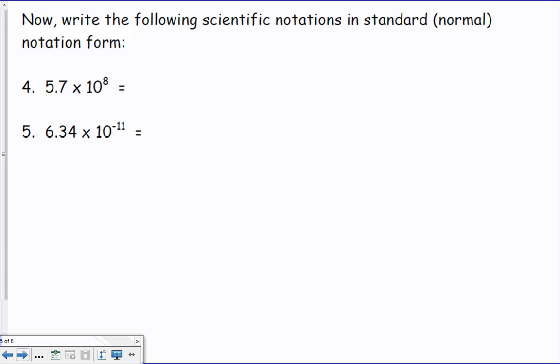Now here's where we get to go backwards. So just like I just modeled for you, you can take that 5.7 and move the decimal place. In this first case and 4, guys, it's going to be to the right. In number 5, it's going to be to the left. So I'll give you that hint and see if you get it right when you get to class.